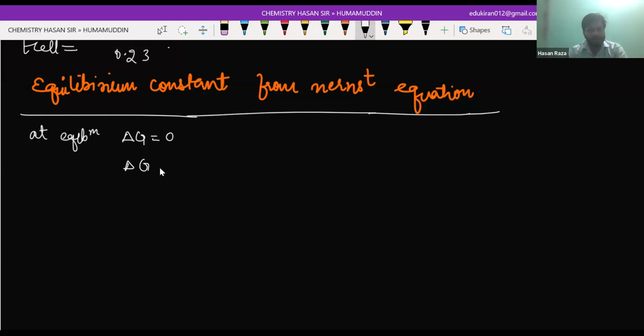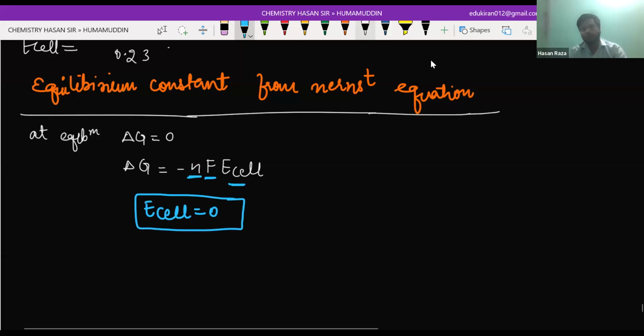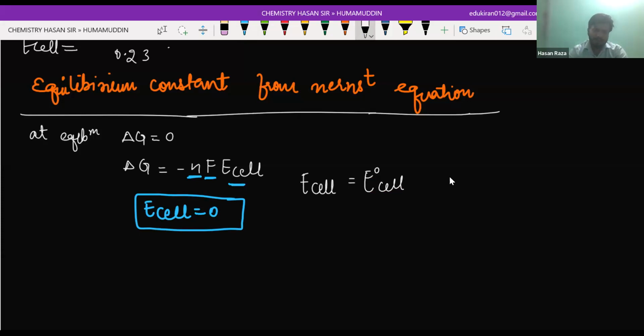And you know that delta G will be equal to minus nF E cell. So the number of electrons gained or lost will not be equal to 0. The Faraday's constant is also not equal to 0. That means E cell will be equal to 0 if delta G equals 0. Yes or no? Yes, sir. So E cell will be equal to 0. So if you are going to write the Nernst equation, E cell is equal to E naught cell minus 2.303 RT upon nF log of product upon reactant.